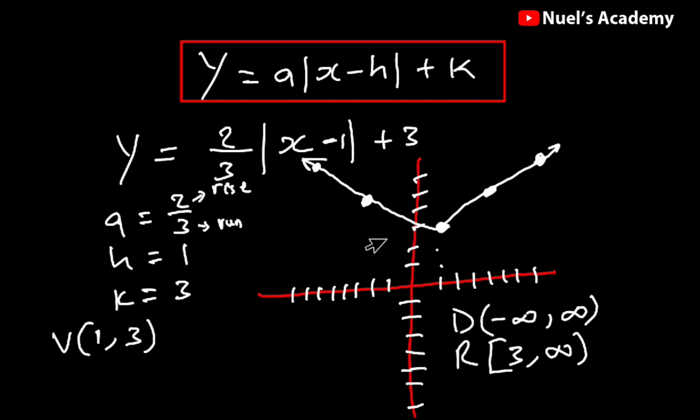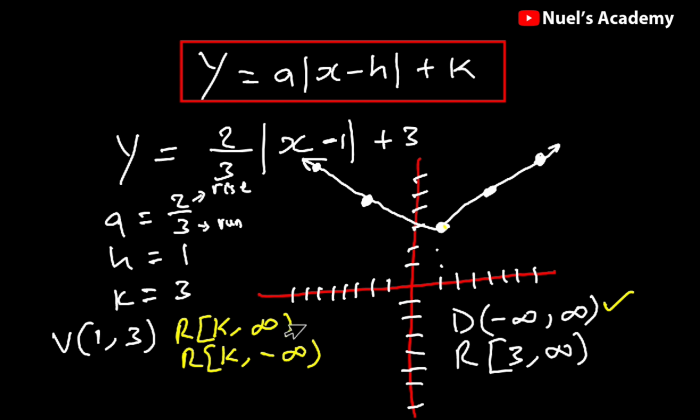Now, here's the catch. We already know that the domain of absolute value functions is all real numbers. How do we determine the range without plotting the graph? If you look at this equation, you see that k equals 3 is the y value of this vertex, and that is why the range always starts from there. So the range of an absolute value function is from k, comma, infinity, or it can be k, comma, negative infinity.